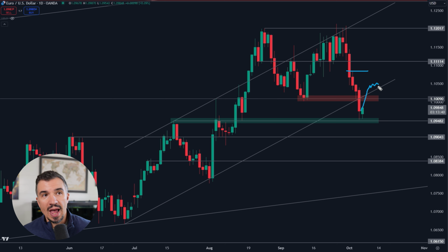Now, the DXY would have to get below a key level right around 101.80, which we'll talk about next, for that to happen. But for the Euro USD, this is what it's going to come down to up here for this market this week. Right around 110, that is going to be a confluence of resistance.